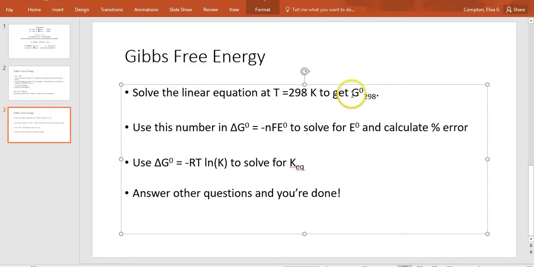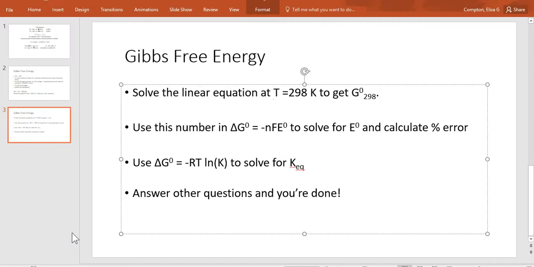The other thing I can do now with this solution from my linear equation is to use that to solve for K_eq, and that uses delta G equals minus RT ln of K, to solve for K_eq. Remember, if I'm trying to solve for natural log of K, I'm going to have to take everything e to that power so that I can get rid of that natural log.